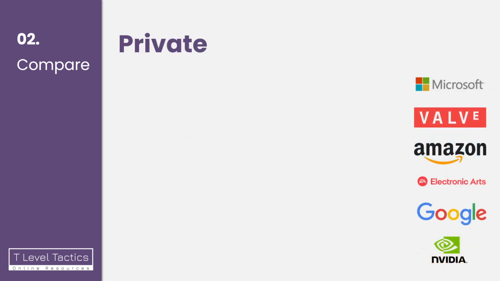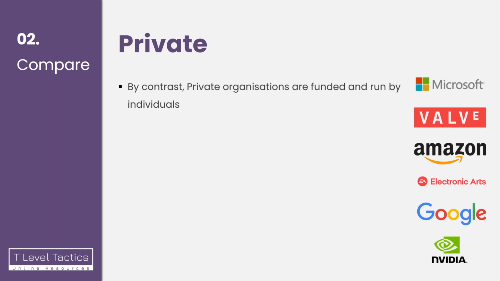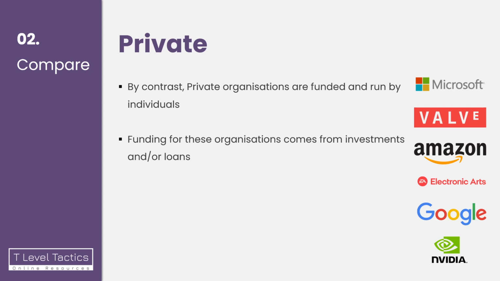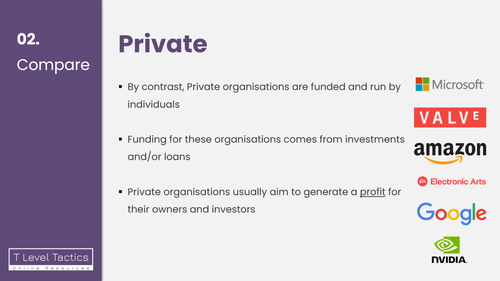Private organisations are different. They're often funded and run by individuals, or they could be funded and run by investors, depending on how this organisation's set up. Funding can come from cash you already have, or from investments or loans from banks, for example. Private organisations will usually aim to generate a profit for their owners and investors, essentially making more money than what they put in.